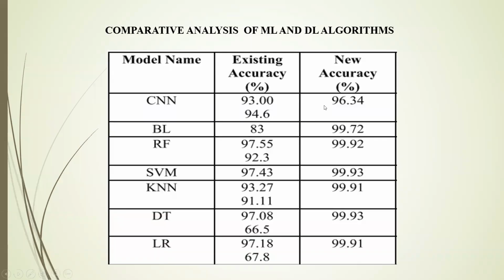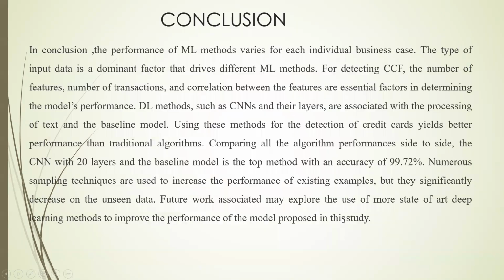This is the comparative analysis of machine learning and DL algorithms. So these are all the existing accuracies, and this is a new accuracy, and the ones with the highest accuracy are SVM as well as the decision tree. I'd like to conclude by saying the performance of ML methods will vary for each individual business case. Let's say for detecting CCF, the number of features, the number of transactions, and the correlation between the features are essential factors in determining the model's performance.